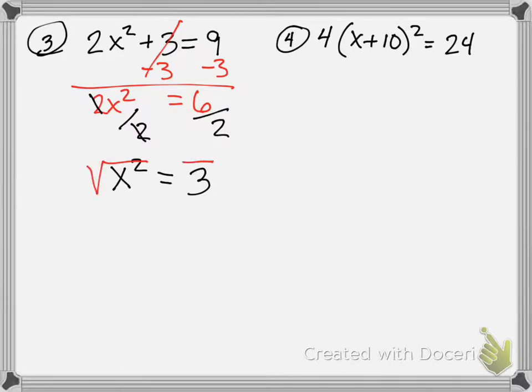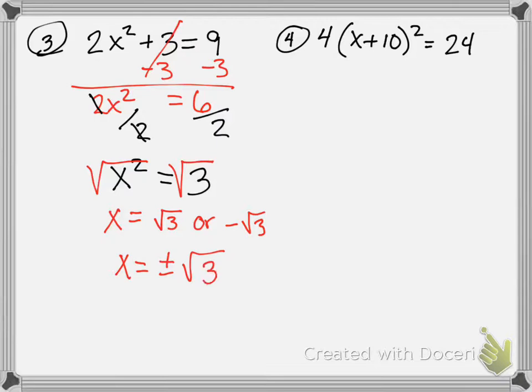So I take the square root of one side and the other. Over here, I'm left with just the x. On the other side, I can't simplify the square root of 3. It's not a perfect square. So what I'm going to say is x equals just the square root of 3, or x equals the negative square root of 3. And again, if you want to write it with our special notation, you can say x equals positive or negative square root of 3. And that is it for number 3.